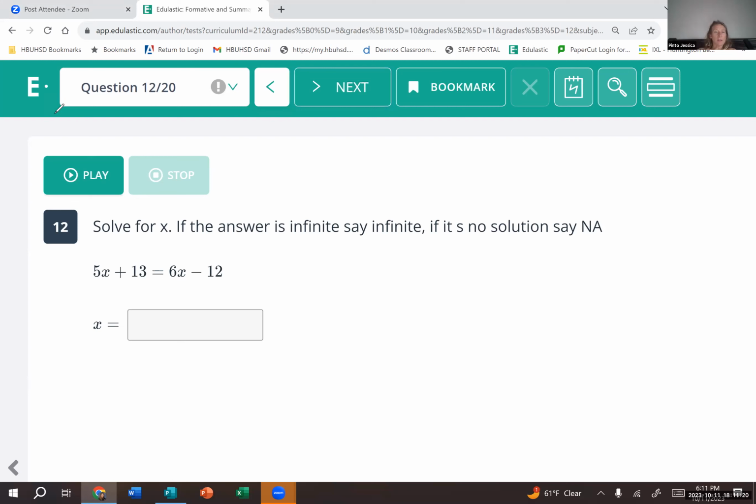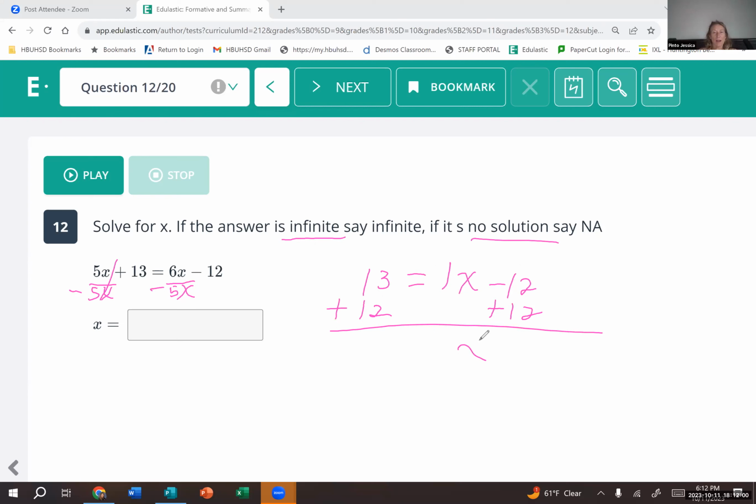So it says solve for x. Great. So I know that the answer here is not going to be infinite or no solution because I look at the coefficients and I see that they're different. This is a 6 and this is a 5. So that's always going to have one solution. The 6 is bigger, so I'm going to subtract 5x from both sides, just because I like to keep my coefficients positive. That's going to give me 13 equals 6 minus 5, 1x minus 12. And now we're just going to add the 12, giving me x is equal to 25.